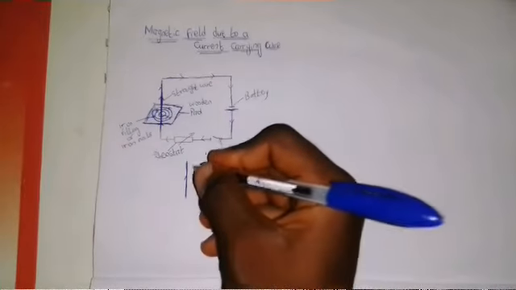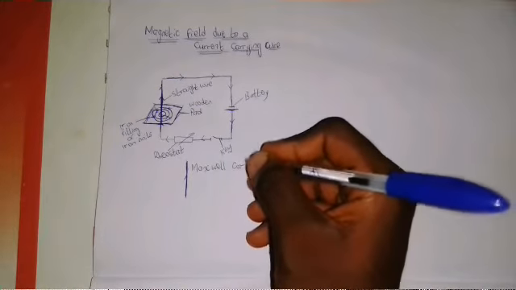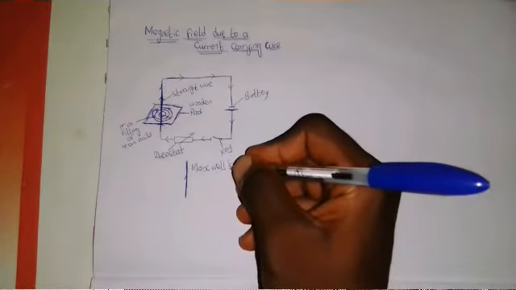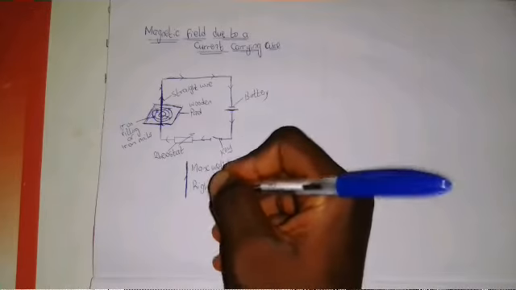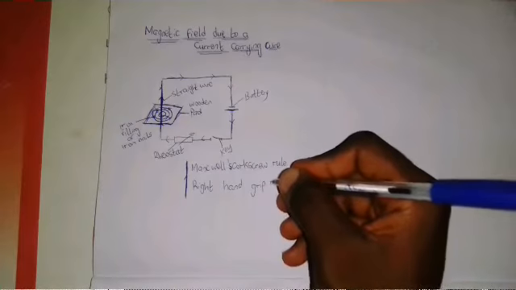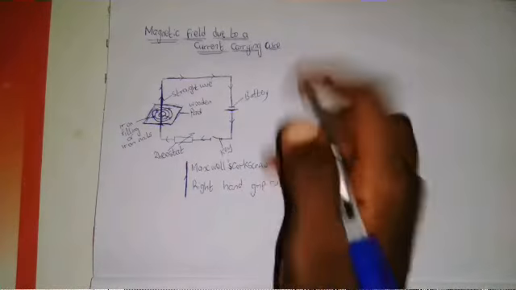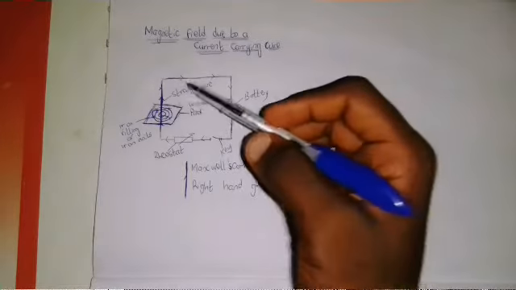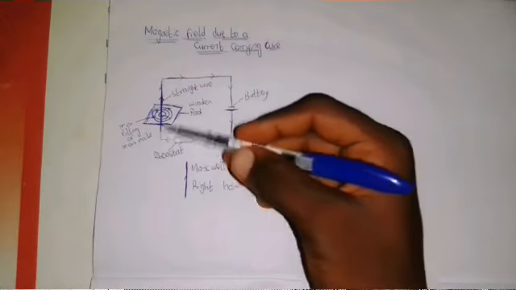The two rules are the Maxwell corkscrew rule, and second, the right hand grip rule. The Maxwell corkscrew rule and then the right hand grip rule. These two rules will help us explain better the magnetic effect of electric current, that is, the magnetic behavior of the straight wire when current is passed through it.